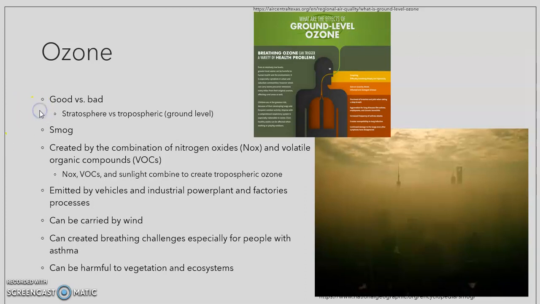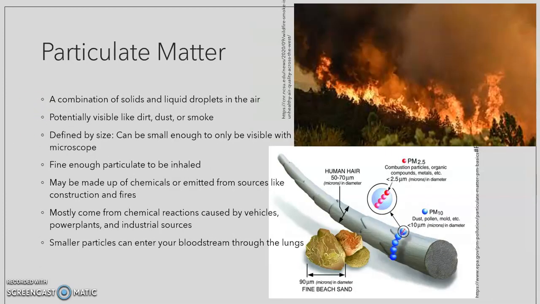So the next harmful pollutant we're going to talk about is particulate matter. Particulate matter forms from solids and liquid droplets combining in the air. And particulate matter are things that come from natural processes or things that come from chemical reactions by vehicles and, again, power plants and industrial sources.